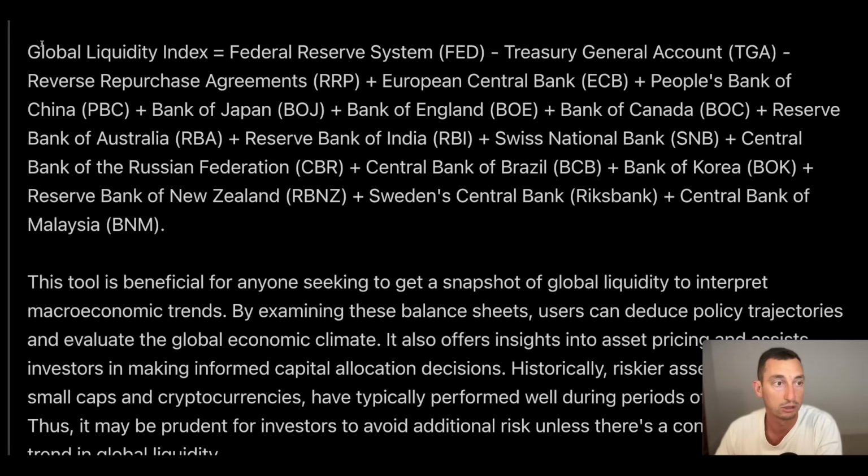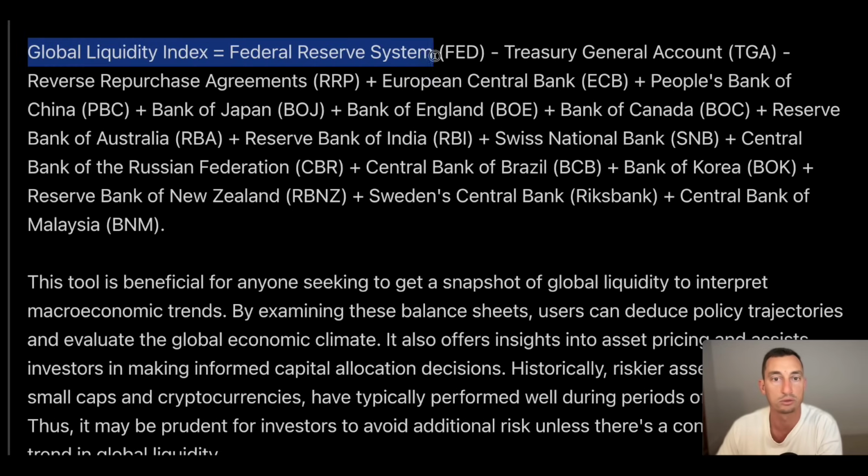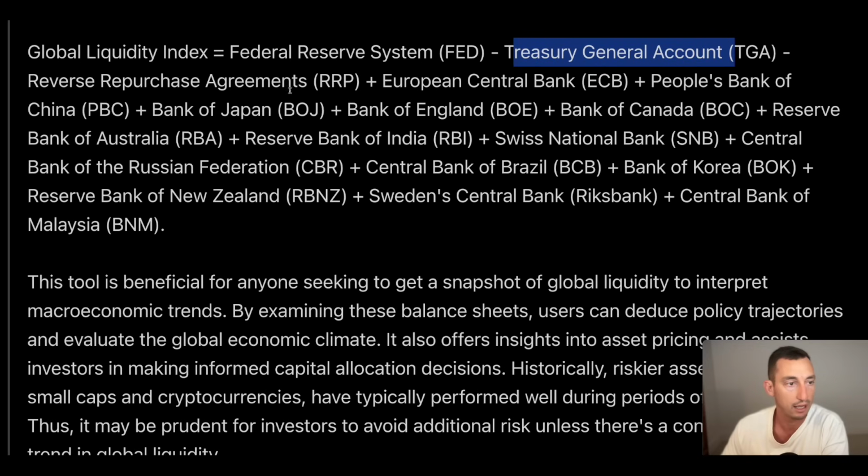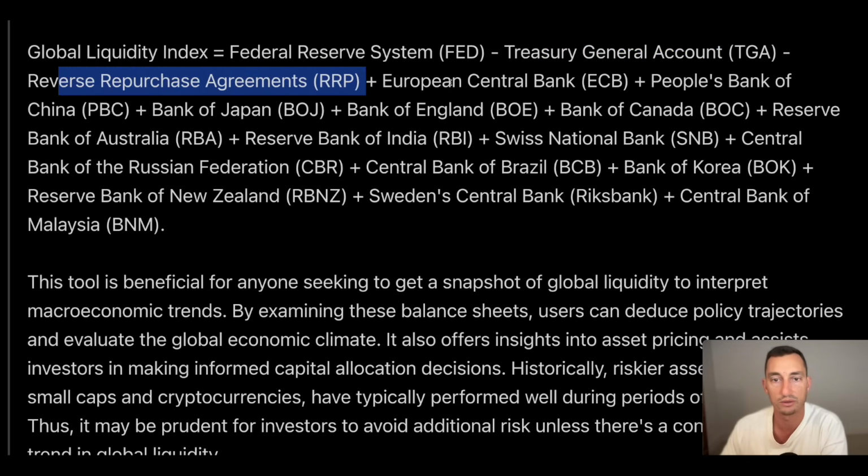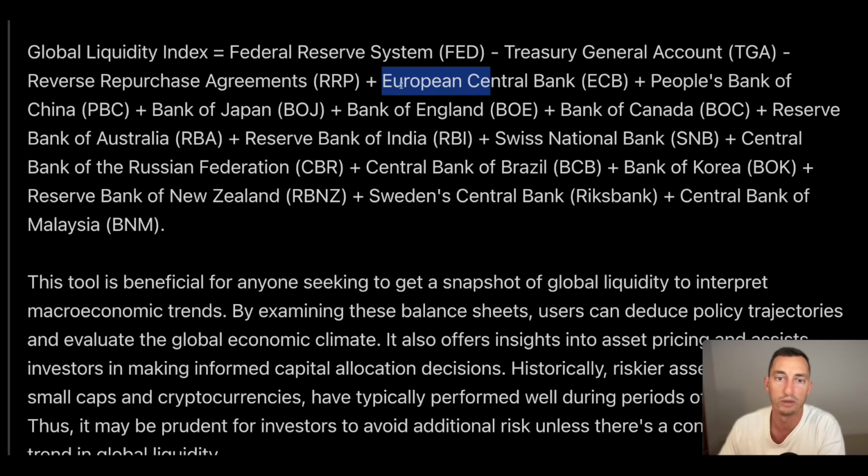So what's included in the Global Liquidity Index? Well, it's the Federal Reserve System, the Fed, Treasury General Account, Reverse Repurchase Agreements. It gets a bit boring after this point, so I'll just say Europe, China, Japan, England, Canada, Australia, there you go, the RBA, India, Swiss, Russia, Brazil, Korea, New Zealand, Sweden, and Malaysia. So pretty much the majority of the money out there.